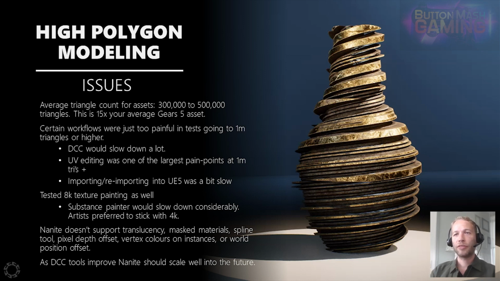Other things to make note of is Nanite doesn't currently support translucency or masked materials, or the spline tool. Things like pixel depth offset, vertex colors on instancing, or world position offset are not supported, right? So you need to build all those. If you want to do that, you've got to bake all that into your geometry right up front. And extrapolating as the DCC tools improve around the world, Nanite should scale very well with this into the future. So I expect the triangle counts will continue to rise.